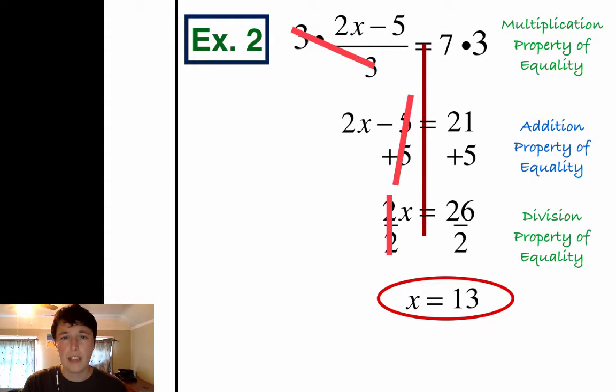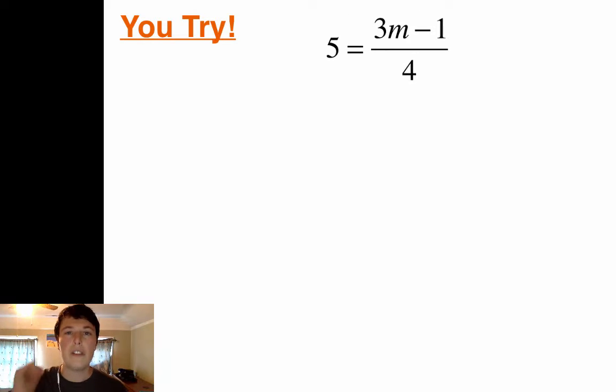Again, we want to organize our work. So, your turn. I have a you try problem for you. I want you to write this down in your notebook. You are going to solve for m. 5 equals 3m minus 1 all over 4. Right now, you should hit the pause button on your device and go ahead and try to just solve this all by yourself first. And when you're ready, unpause it and check your answer.